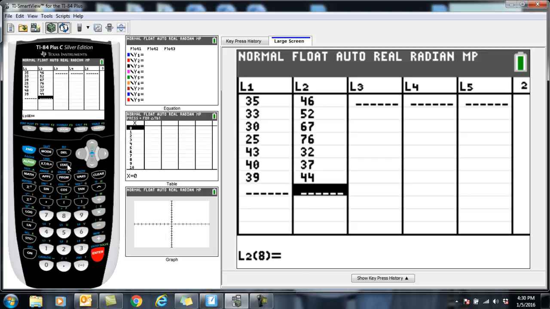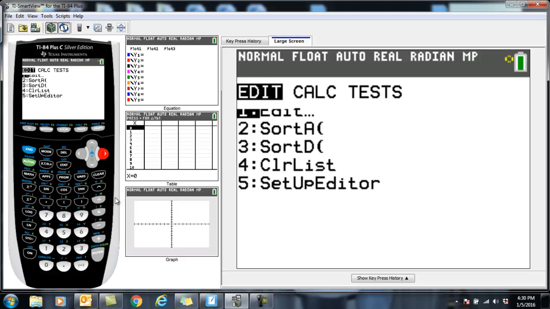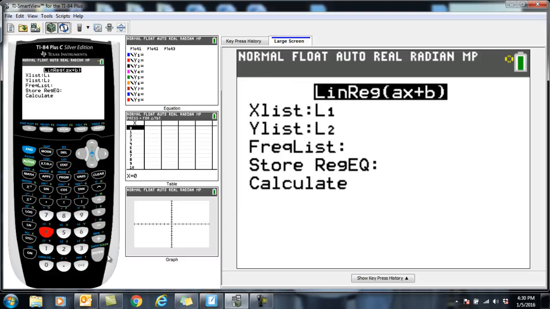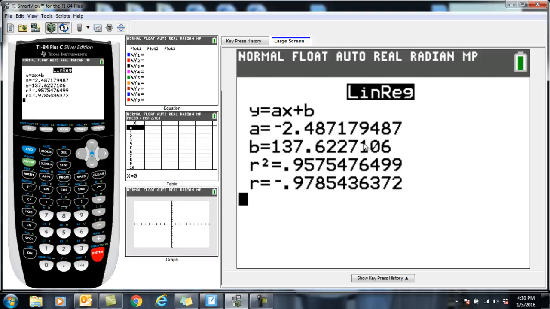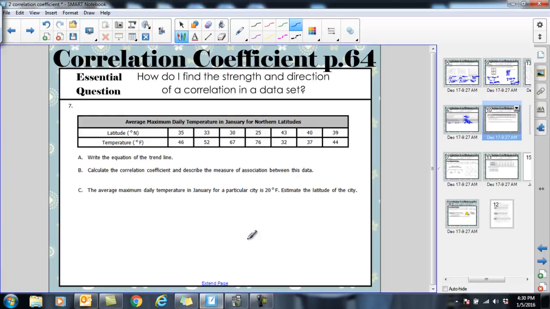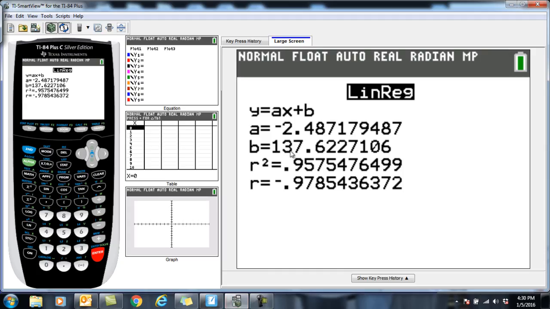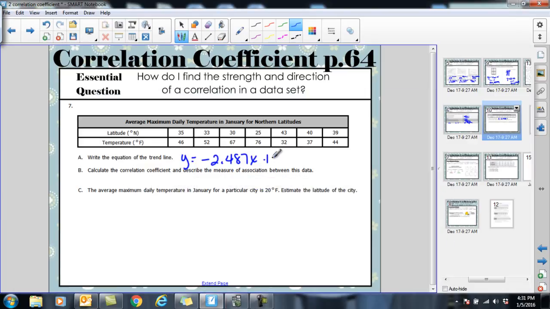And so we're going to find our line. So we're going to go Stat, Calc, number 4. And my equation has these decimals like before. So I'm going to round to 3 decimal places. So I have y equals -2.487x plus 137.623. That 7 is going to round that to a 3. So I have plus 137.623. There's my equation for the trend line.